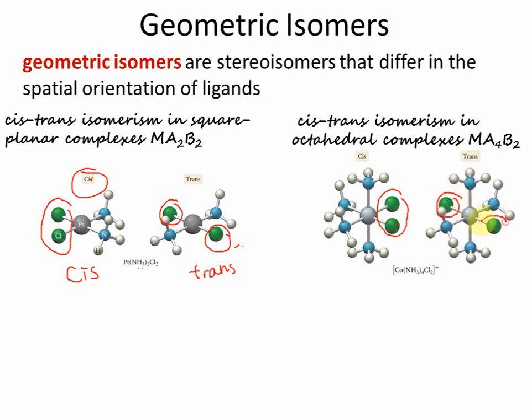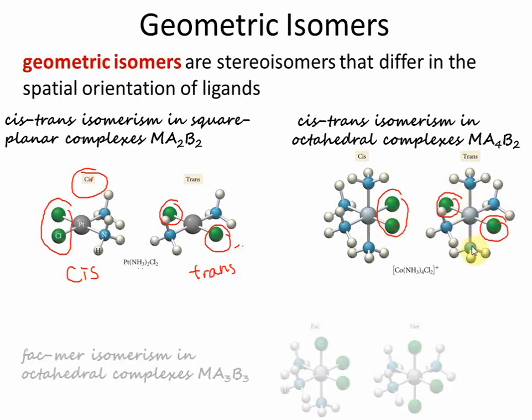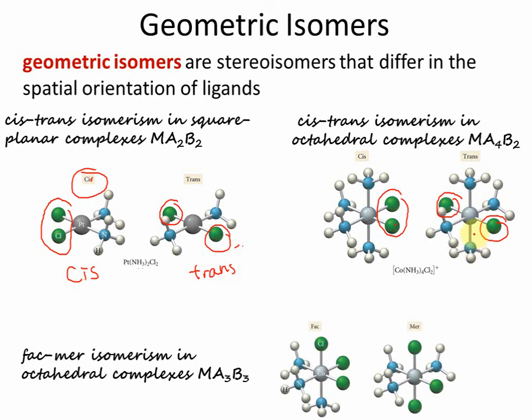Another type of geometric isomer is the FAC and the MER isomer. FAC is an abbreviation for facial. If you think about this as being an octahedron, an octahedron has 8 faces. The chloride atoms here are all on the same face, so they're all in the form of this triangle here. So these are FAC isomers. All 3 ligands line up on the face of the octahedron.